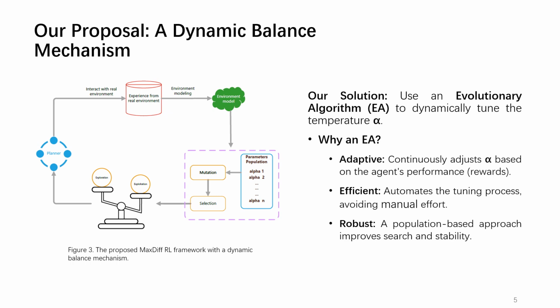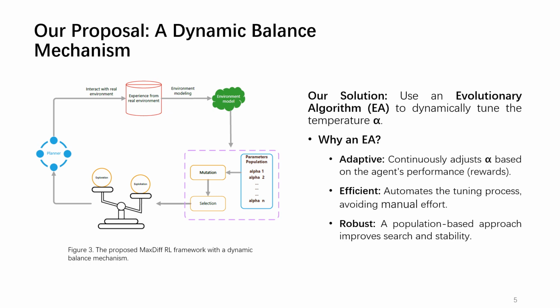This brings us to our proposal, a dynamic balance mechanism. Our solution is to use an evolutionary algorithm, or EA, to dynamically tune the temperature parameter alpha during the training process.